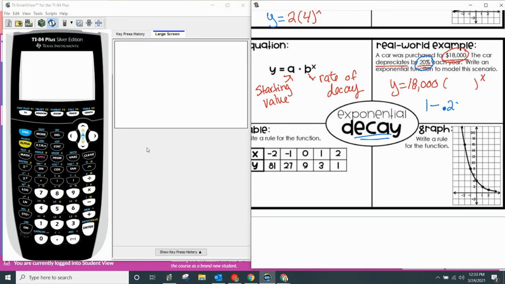Well, that tells me that after 1 year, my car is only going to be worth 80% of its original value. That makes sense, right? That's what they told me. It loses 20% of its value. So there's our function right there.